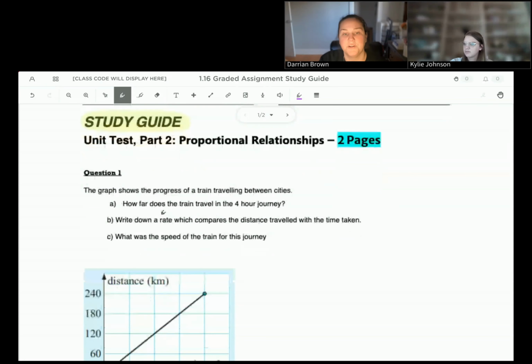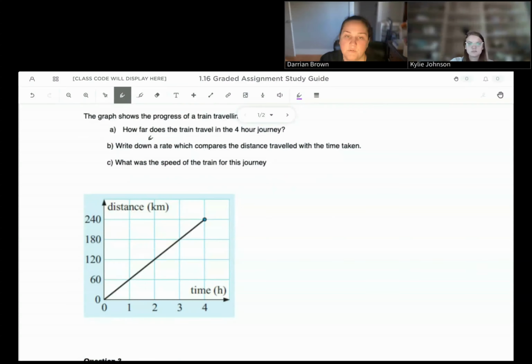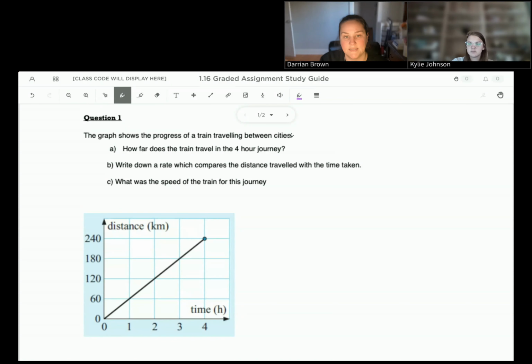Here is question number 1. It has a graph with it that you will need to use to answer these questions. Same thing on the real TGA. Question number 1 says the graph shows the progress of a train traveling between cities. Up on the y-axis, it shows the distances in kilometers, and on the x-axis, it shows the time in hours. So 1 hour, 2 hours, 3 hours, and 4. Part A says, how far does the train travel in the 4-hour journey?